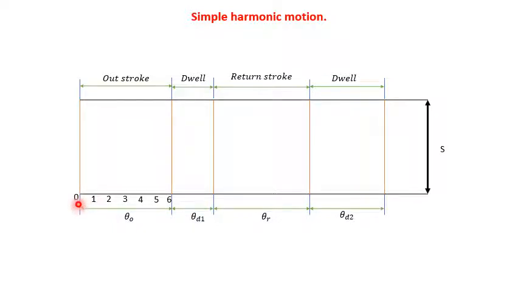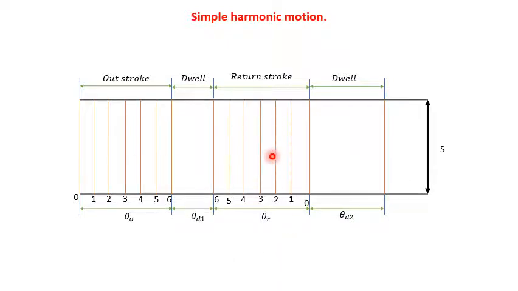Okay, so we have to mark 0 to 6 in a forward direction like this. Similarly for return stroke also we have to split this into 6 equal number of parts, but while marking we have to mark in the reverse direction from 6 to 0, like this. Okay, so once marking is over, from each mark draw the vertical lines for out stroke. Similarly for return stroke also, from each mark draw the vertical line.